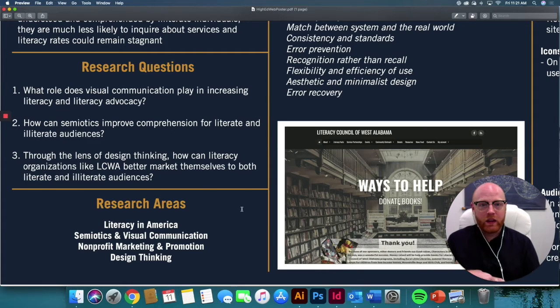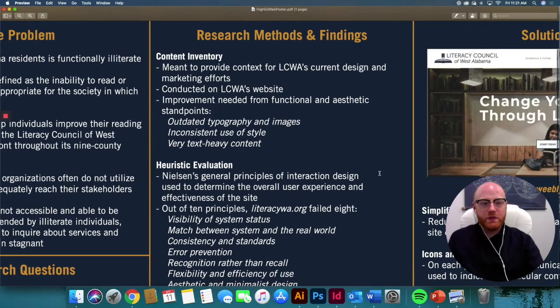And also design thinking. So if we go up to our research methods, I did two research methods involving LCWA's website. The first was a content inventory, basically looking at what they have, how it works, what it looks like. And they need improvement in a lot of areas on their website.